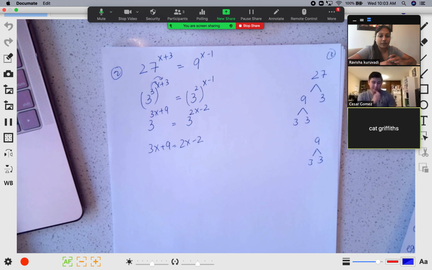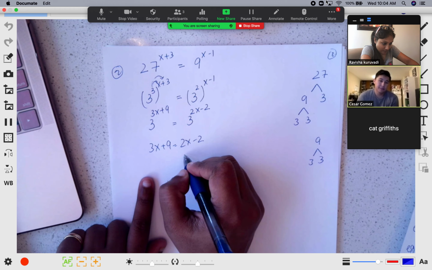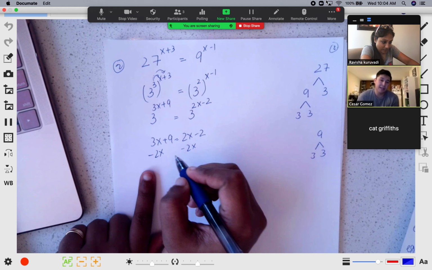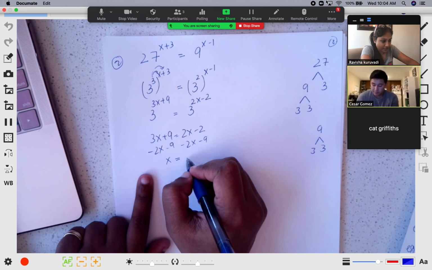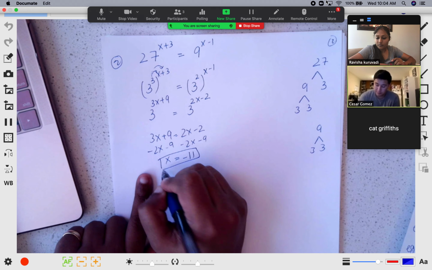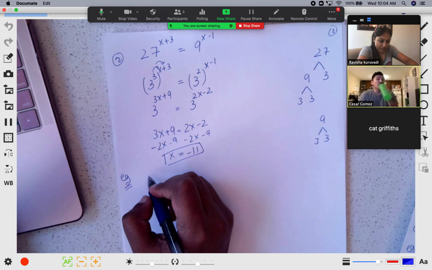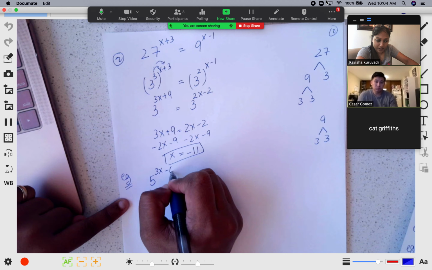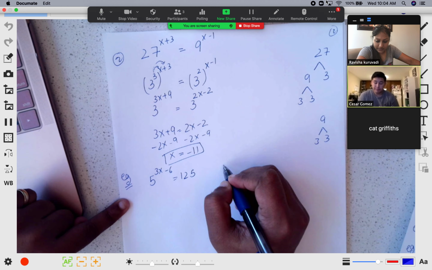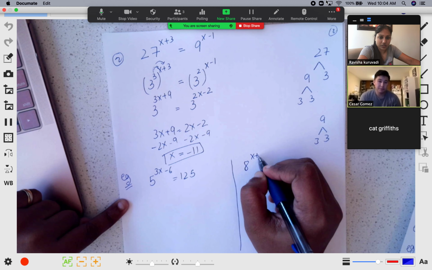Okay, and then you have to solve for x. Caesar, help me solve for x. I subtracted 2x and then subtracted 9. But x is equal to? Negative 11. Negative 11. Perfect. Okay. I want you both to try these problems, and one problem you'll help me, one problem she'll help me. It is 5 to the power of 3x minus 6 is equal to 125, and the other problem is 8 to the power of x plus 2 is equal to 4 to the power of x minus 3.